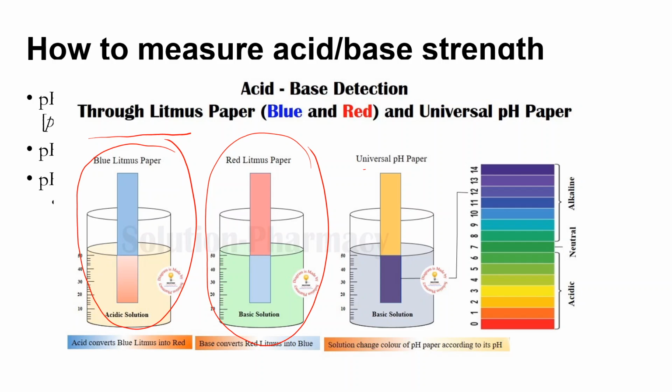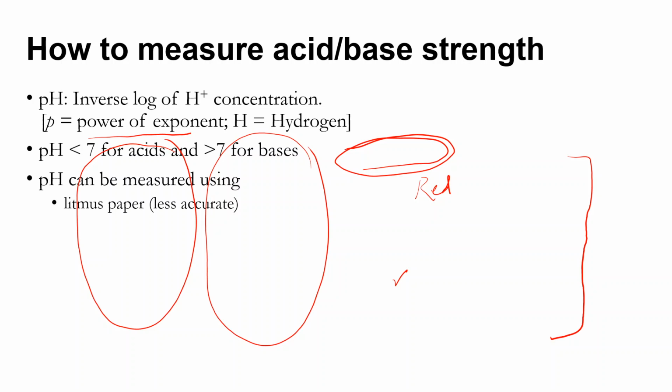And there is a universal pH paper, which is usually khaki or golden yellow. When we put it in a basic solution, it will turn blue, and when we put it in an acidic solution, it will turn red. However, this kind of measurement of pH is not very accurate, but it gives an idea whether the solution is acidic or basic, and we can use this standard color chart to analyze how strong our solution is.